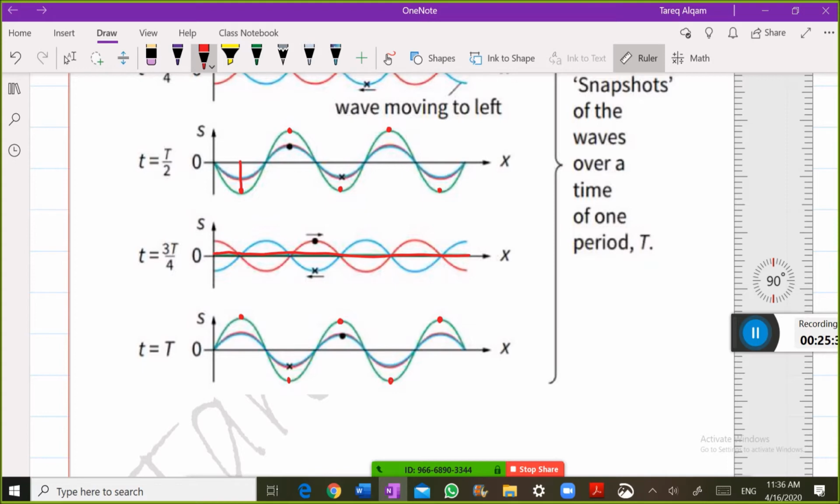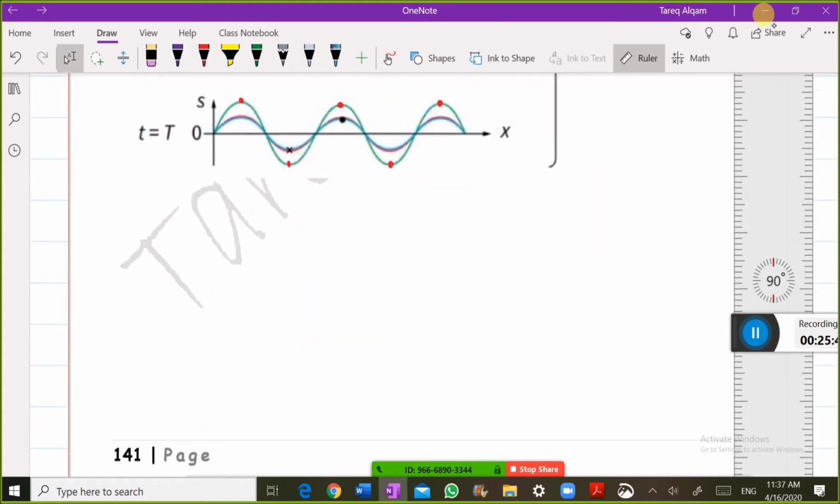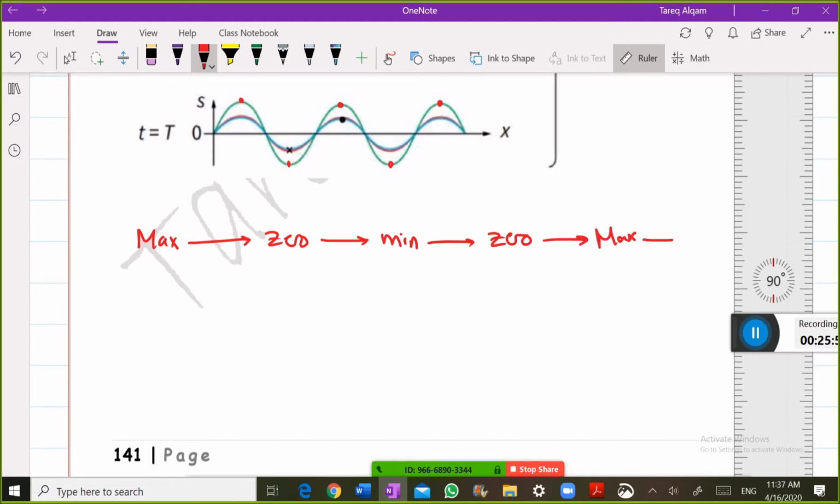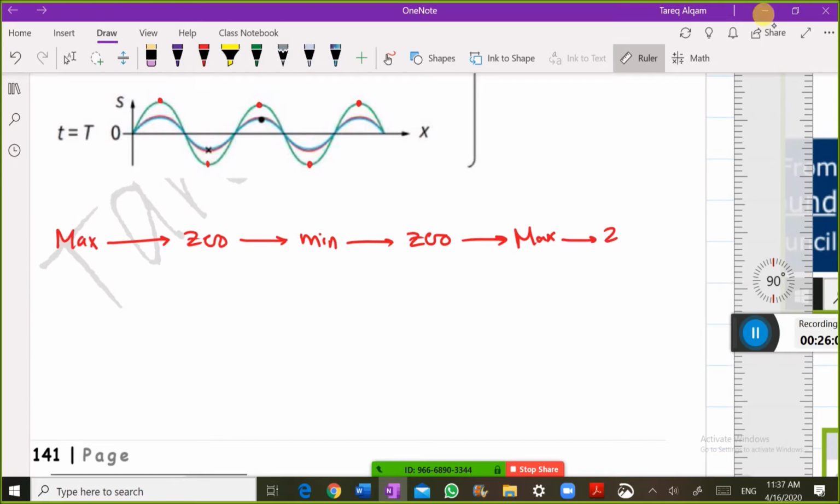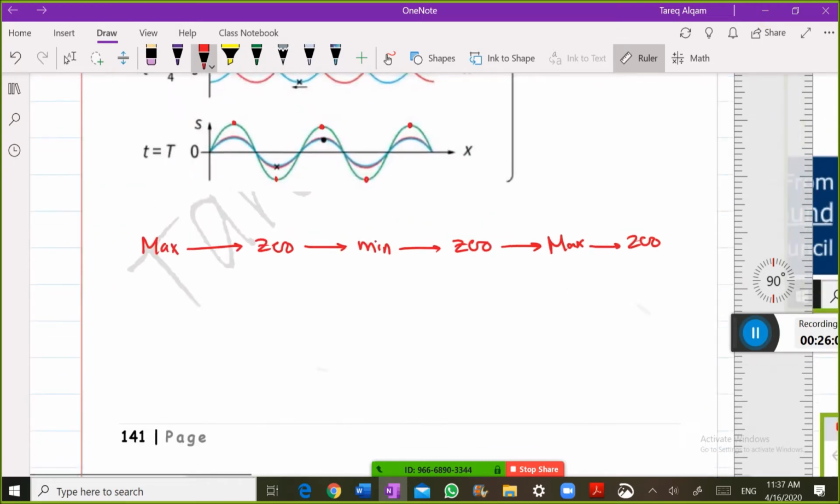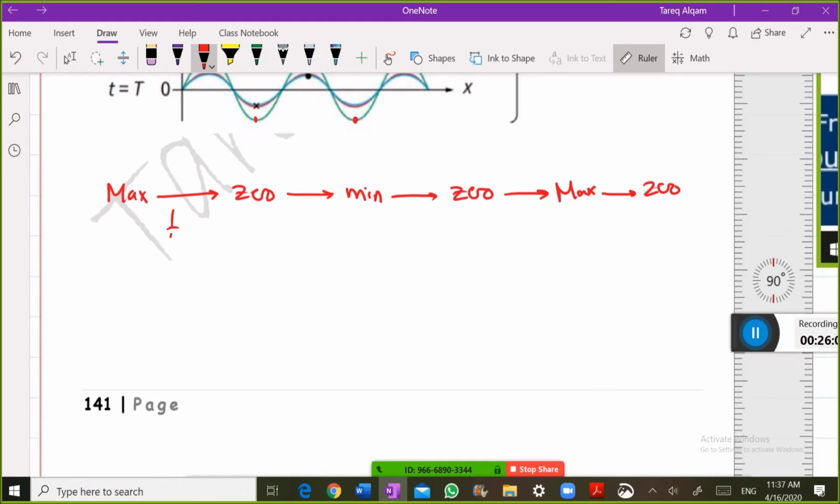In other words, guys, I can write like this. Let's say starting with maximum, after quarter period 0, after quarter period it becomes minimum, then 0, after quarter period it returns again maximum, then 0, and so on. This is the pattern for standing waves. Okay?